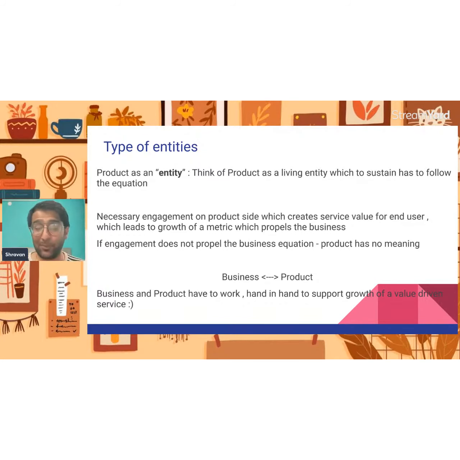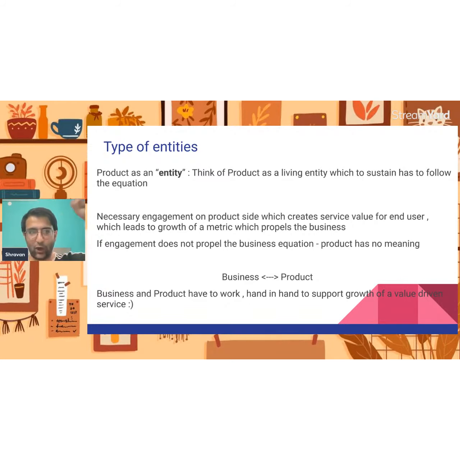Obviously, right? So it will not propel the business. So a product is an entity where necessary engagement happens, which propels the business equation. What is the business equation? Revenue minus cost is equal to profit. So a business and product have to work hand in hand to support a value driven service.